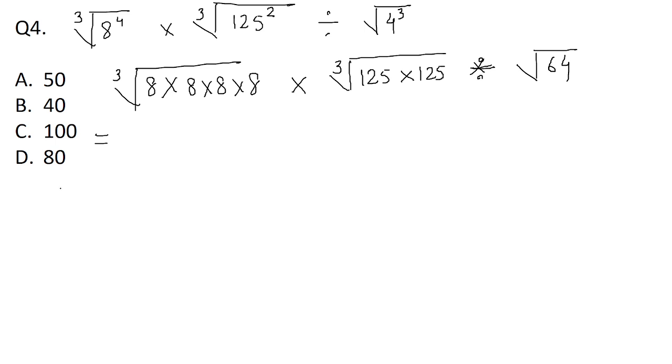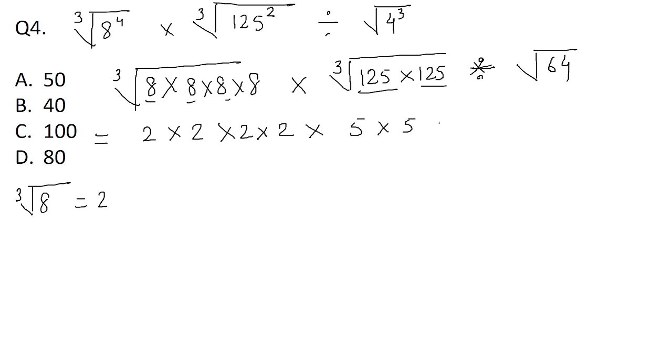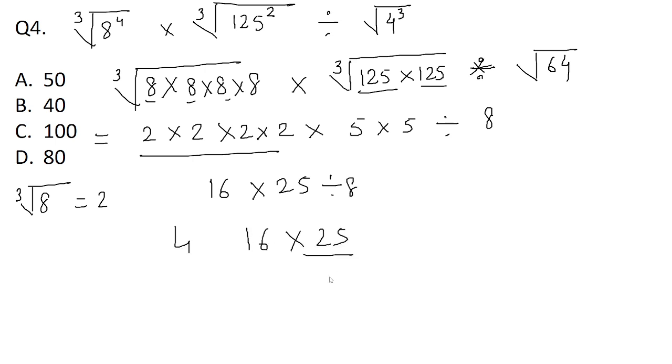Okay. Now, the cube root of 8 is what? If I see only 8, the cube root of 8 is 2. So for each 8 over here, can I write 2? That is 2 into 2 into 2 into 2. Yes. So again, 125 is the cube of 5, so this can be written as 5 into 5, divided by the square root of 64, which can be written as 8. After solving all of this, the total is equal to 16 into 25 divided by 8.